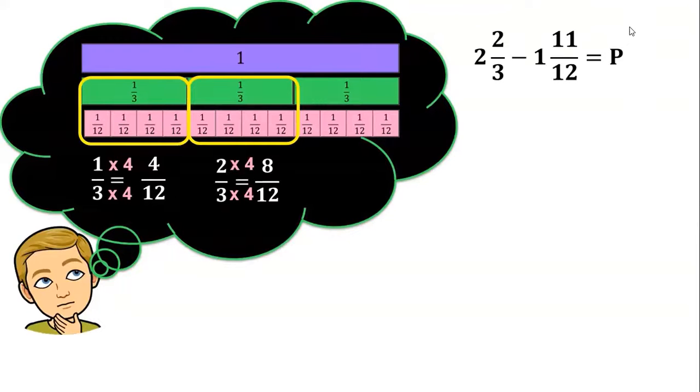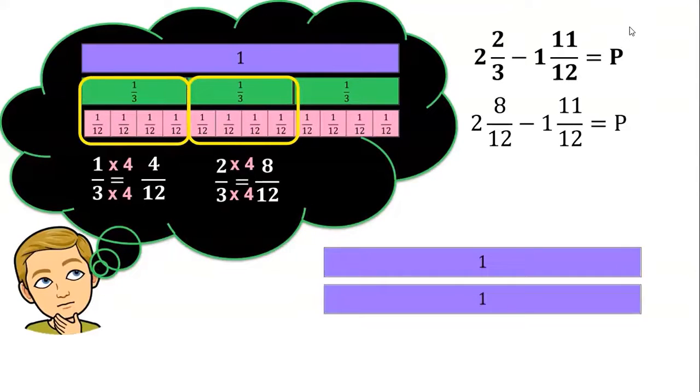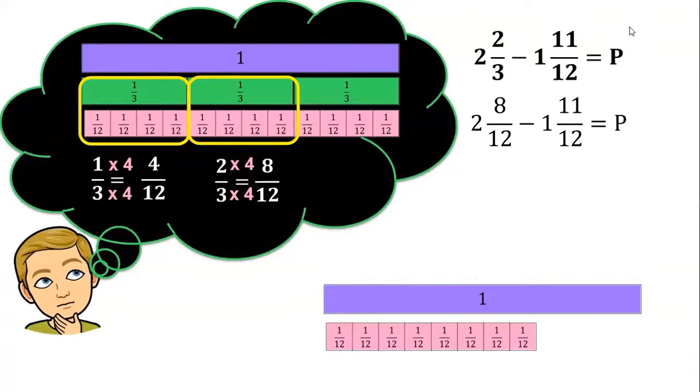Let's use this equivalent fraction to rewrite our equation. 2 8/12 minus 1 11/12 equals P. Let's start by building the 2 8/12. We need 2 wholes and 8/12. Then take away the 1 and 11/12. Let's take away 1 first. Now we have 1 and 8/12, and we need to remove 11/12, but there are not 11/12 to remove.